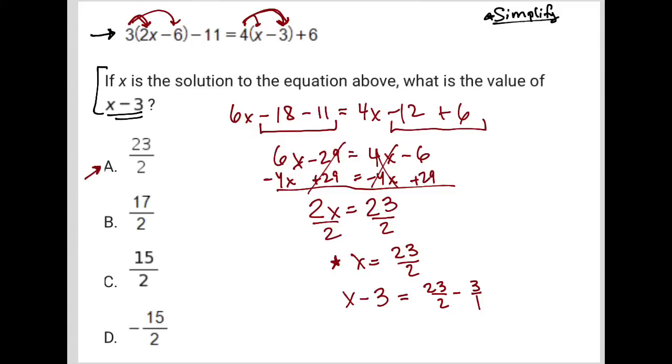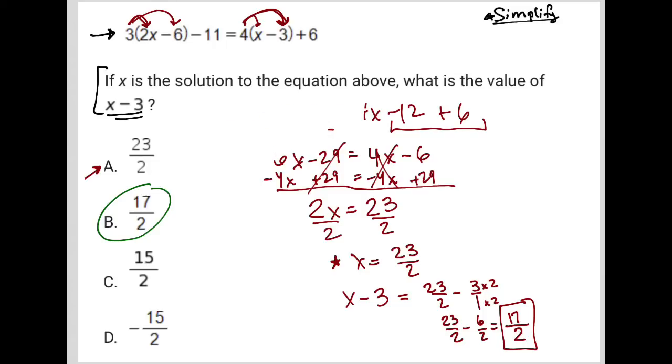In order to subtract fractions, I have to have a common denominator. So I'm going to multiply top and bottom here by 2, turning this into 23 over 2 minus 6 over 2. 23 minus 6 is 17, and whenever you're adding or subtracting fractions, your common denominator stays the same, so it remains 2. So my answer here is 17 over 2, and therefore choice B is the correct answer.